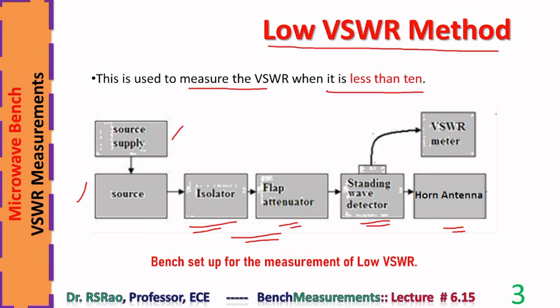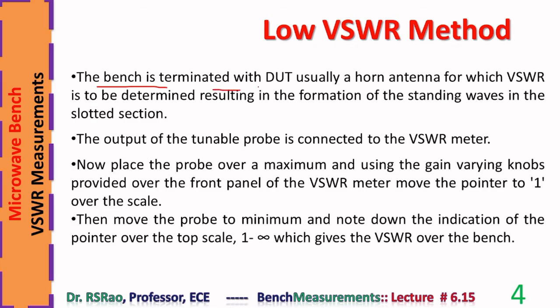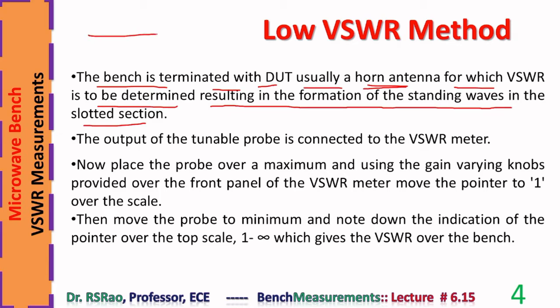Now the tunable probe output is connected to the VSWR meter. This is the bench setup. The bench is terminated with the DUT, usually a horn antenna, for which SWR is to be determined, resulting in the formation of standing waves in the slotted section. Notice this is the slotted line section. It must have a certain characteristic impedance Z0. As the slotted section is a lossless line, Z0 is a pure real quantity. It is terminated in the horn antenna.